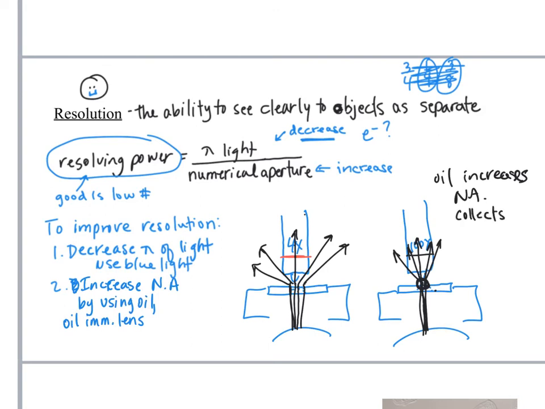Okay, so it collects a larger angle of light, if that makes sense. A larger span, or collects larger, we'll just say larger amount of light. My physics is weak, we'll say. Okay, so using oil is going to, again, increase that numerical aperture. All right, hopefully then we get better resolution.